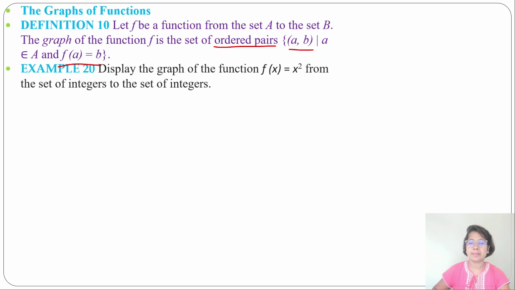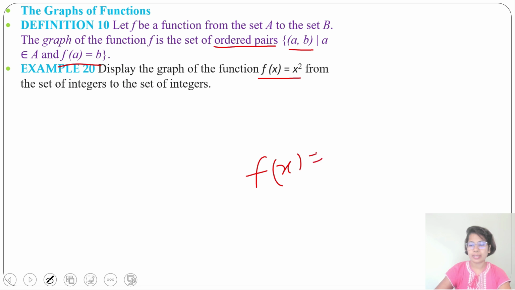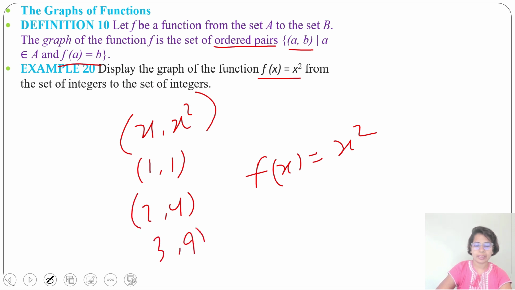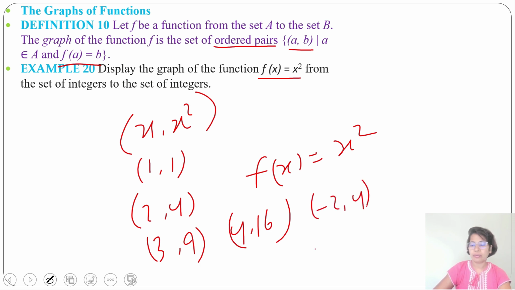Example 20, display the graph of the function f(x) equals x square from the set of integers to the set of integers. So f(x) equals x square. Now the ordered pair will be (x, x square). So for 1 it will be (1, 1), for 2 it will be (2, 4), for 3 it will be (3, 9), for 4 it will be (4, 16), for minus 2 it will be (-2, 4), for minus 3 it will be (-3, 9), like this.